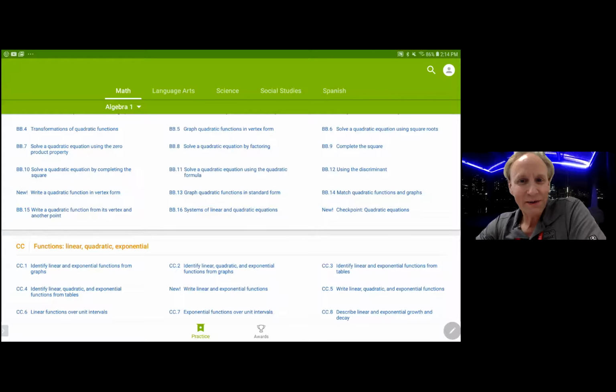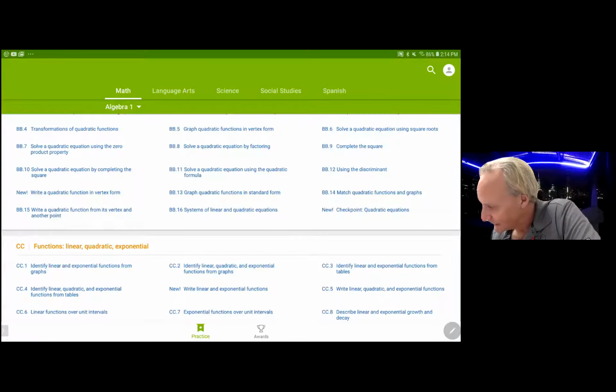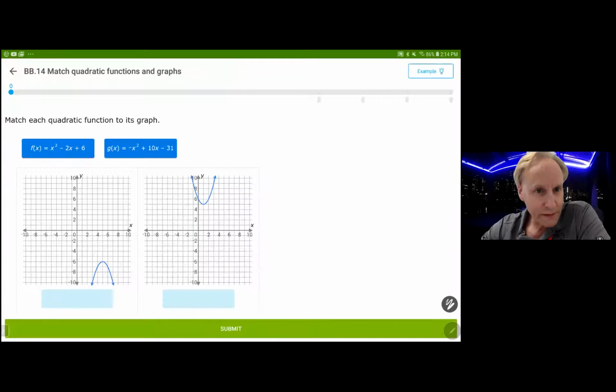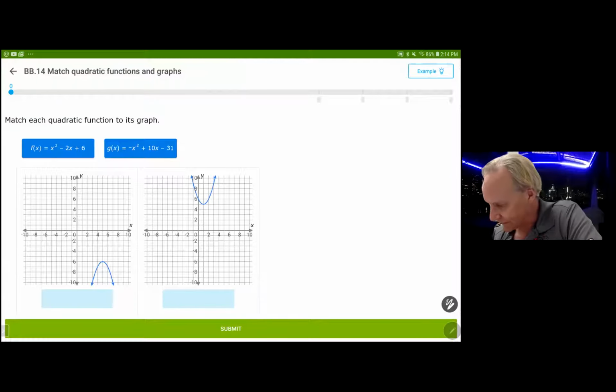Hi, everybody. We're going to do match quadratic functions and graphs, which is the IXL BB.14. Let's take a look and see how they do this. I assume they're going to give us a graph and an equation. Oh, okay, so we have to match them up. Let's take a look and see.